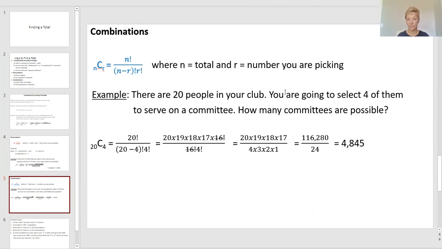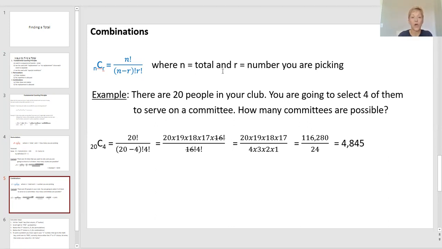Now think about it. If you had a committee with Dick, Sally, Jane, and Steve, that'd be the same committee if you had Steve, Dick, Sally, and Jane. So the order that the names are written in doesn't change the committee. All right, so order does not matter. And if order does not matter, you have to use this thing called combinations.